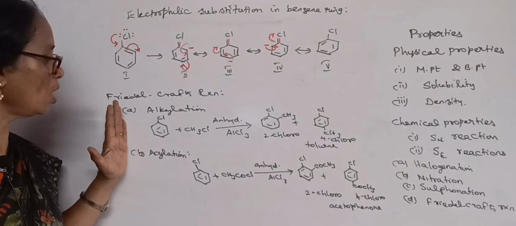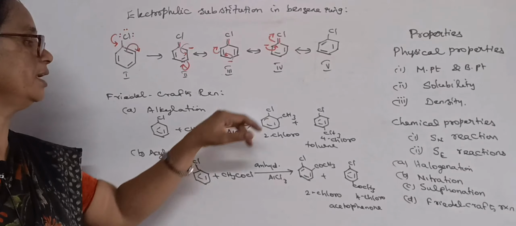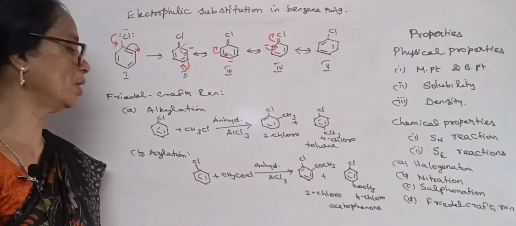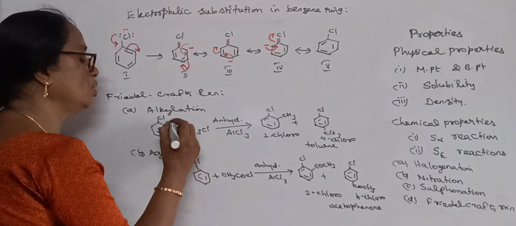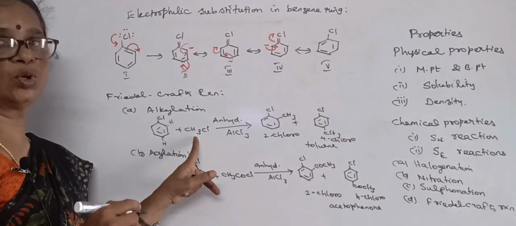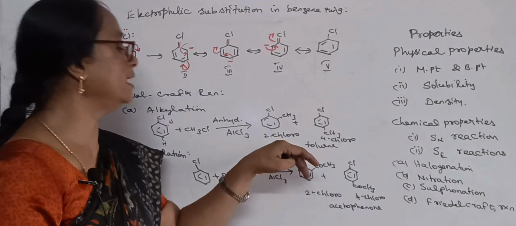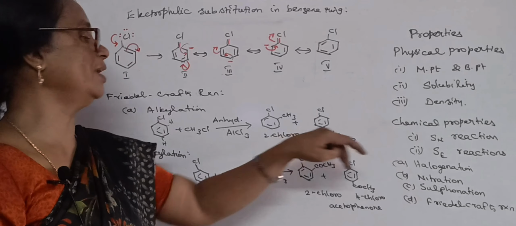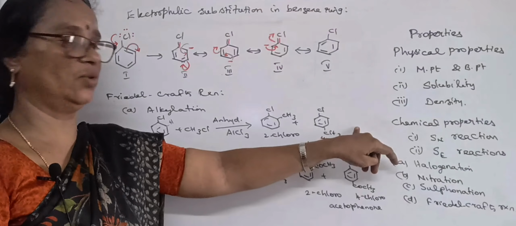So when chloroarenes are treated with methyl chloride in the presence of anhydrous aluminium chloride, the second and the fourth position hydrogens are replaced by the methyl group, and hence we are getting the derivatives ortho-chlorotoluene and para-chlorotoluene.